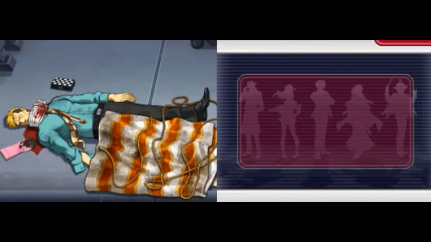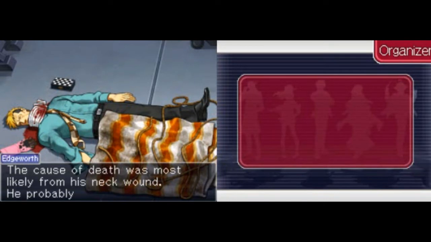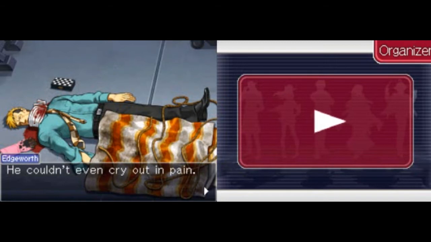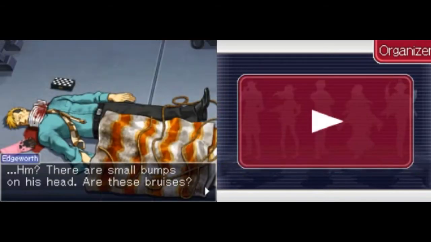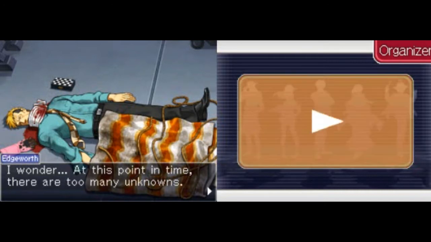That's gross. The blood from his neck has stained his braids bright red. The cause of death was most likely the neck wound. He probably died instantly. He couldn't even cry out in pain. There are small bumps on his head. Are those bruises? Maybe after he was stabbed in the neck, he fell back and hit his head? I wonder. At this point, there are too many unknowns.